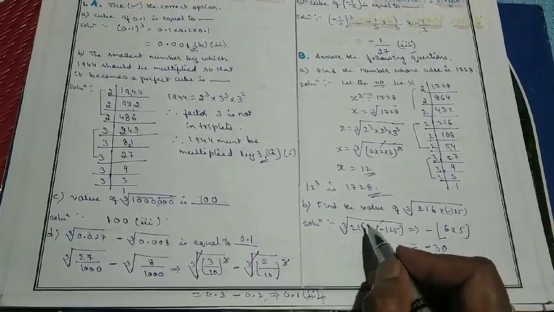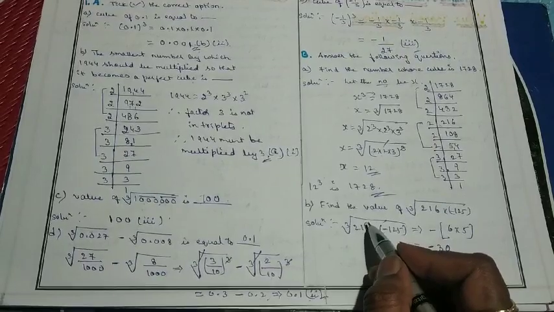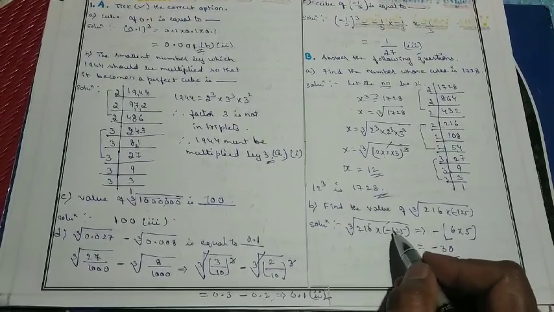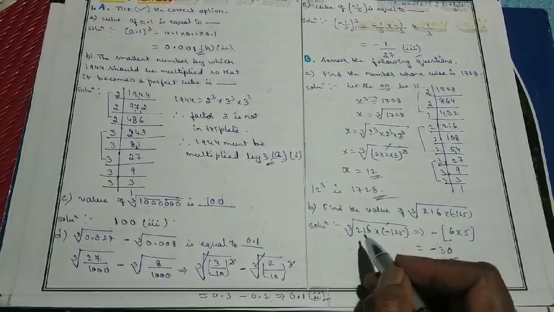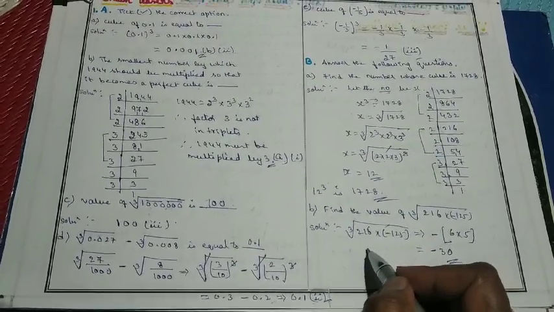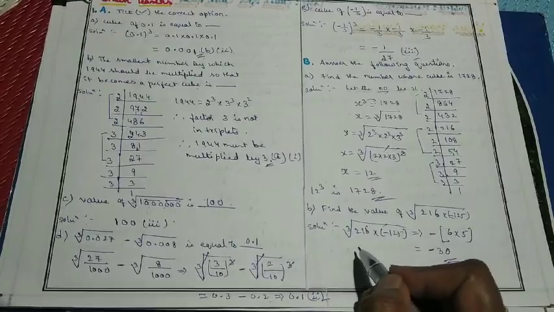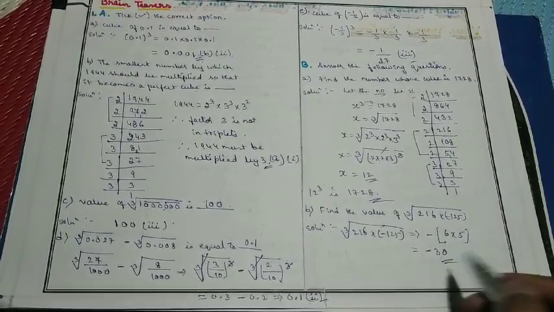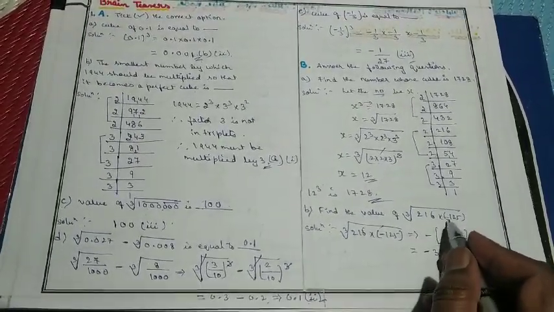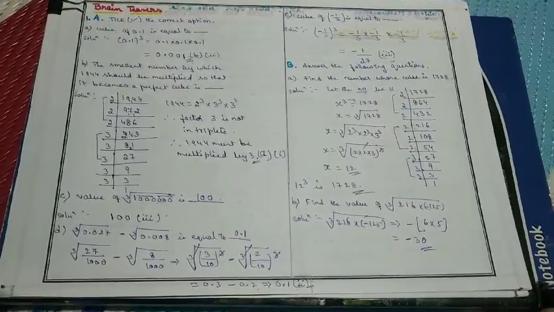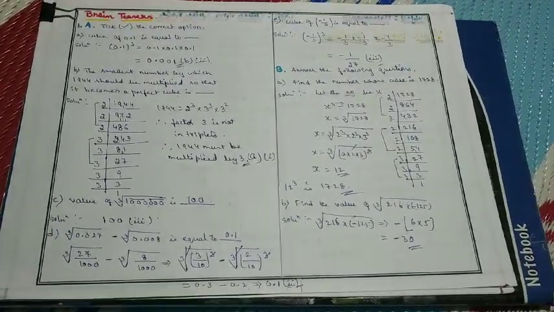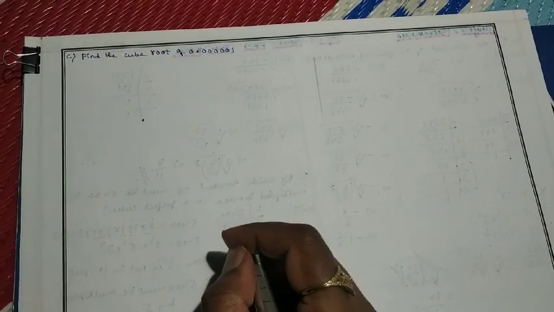Cube root of 216, you can write it as 6 cubed, and 125 you can write as 5 cubed. Then cube root of (6 into 5) whole cube. Cube and cube root get cancelled. Then 6 5s are 30. That is minus 30 because we have a negative sign within the cube root. Is it clear? So let me move to question C.